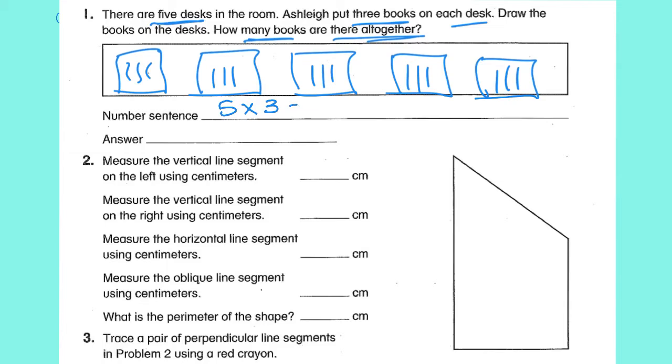5 times 3 equals how many? Get ready. Yes, 15. So we have 15 books all together. So I'm going to write 15 books. And the answer again is 15 books.